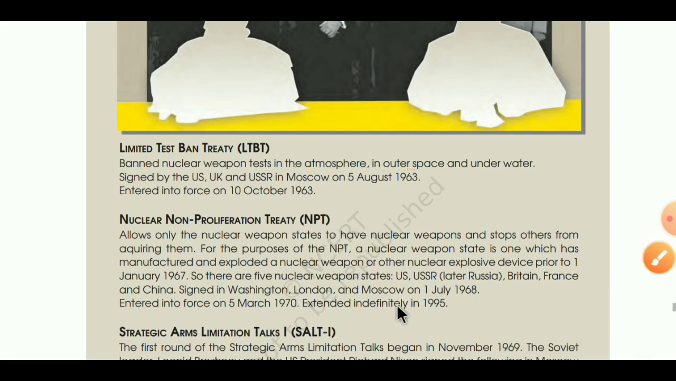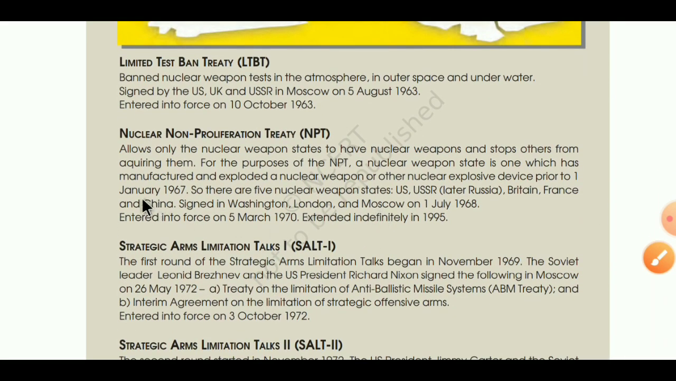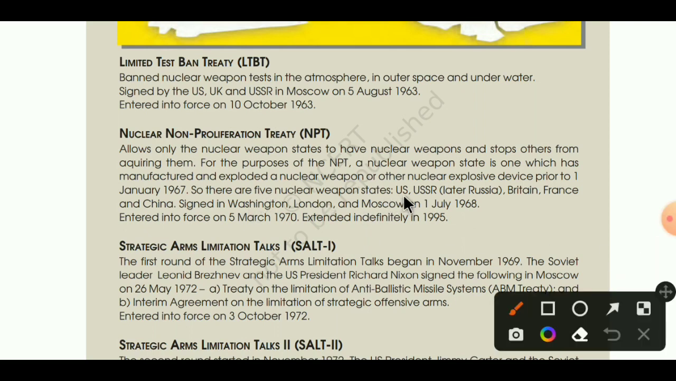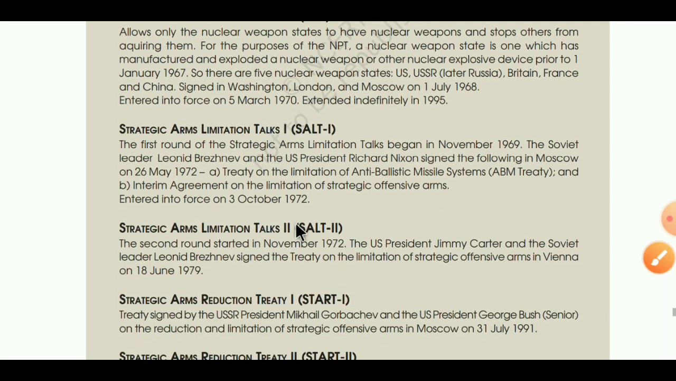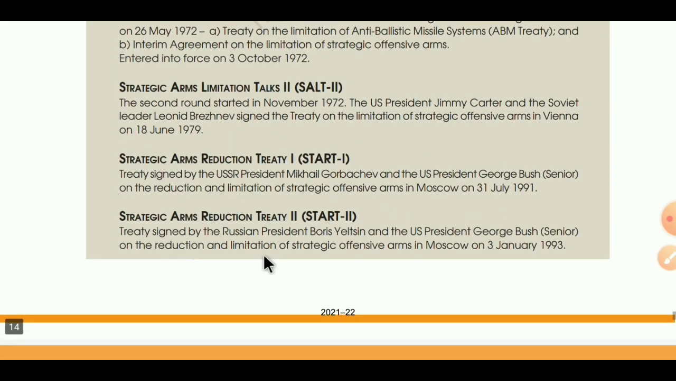The Nuclear Non-Proliferation Treaty was signed by the five nuclear weapon states: USSR, USA, Britain, France and China. India also got an offer to join NATO, but Jawaharlal Nehru transferred that offer to China. So now we are suffering because of this. And this is the Strategic Arms Limitation Talks, SALT 1, SALT 2.